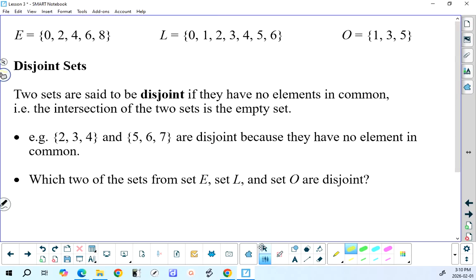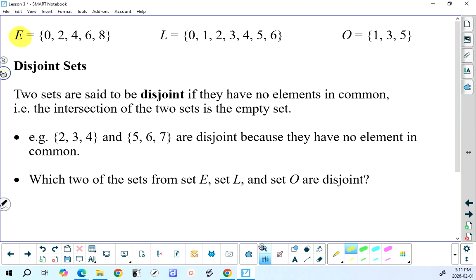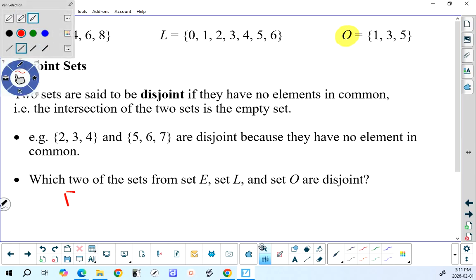which two sets above are disjoint? Well, L and O are not disjoint because they have something in common. L has a 1 and O has a 1. So it's not L and O. Is it L and E? Well, no, it's not L and E because they have something in common. What it is, E is disjoint from O, and we can just write that as an answer, and then I want to summarize this.